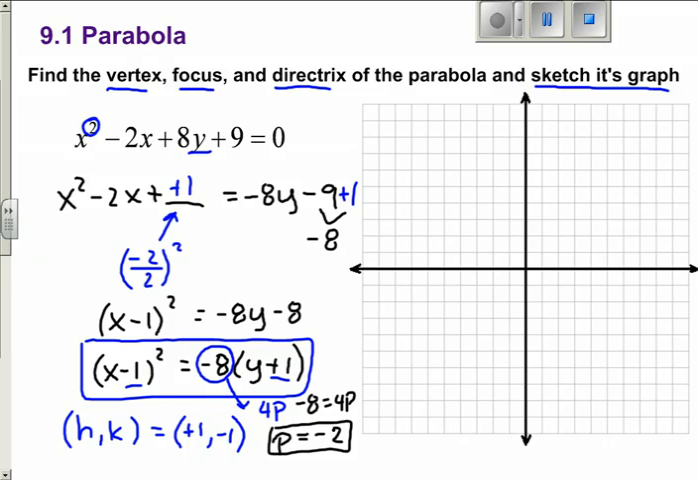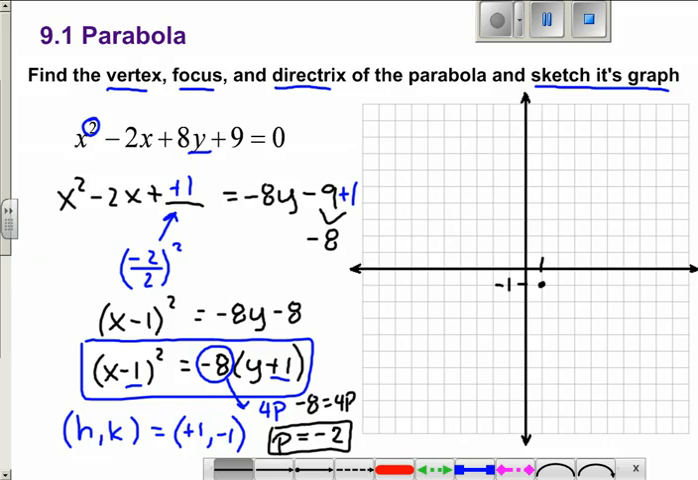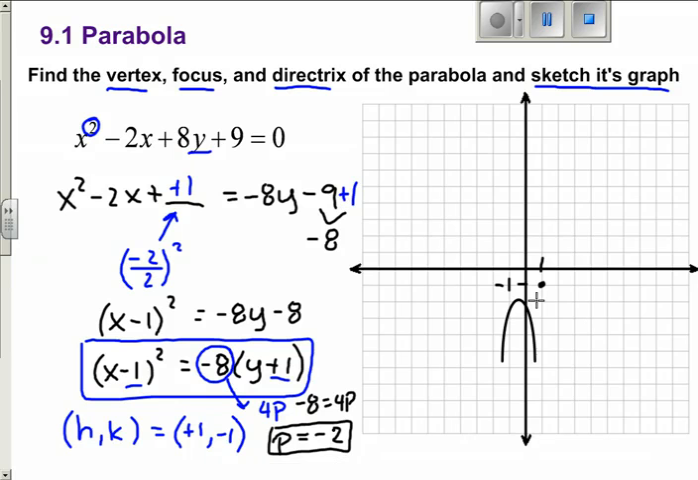Right. It would help to graph it in order for you to find your focus and your directrix. In this case, your center or your vertex is at 1 and -1, so that would mean that it's right here. This is your vertex. Because p is negative, you know that your parabola is oriented down. So, for a parabola, we know that it's going to be oriented down.